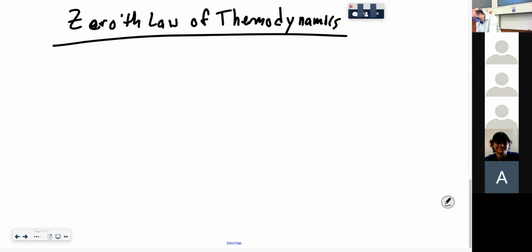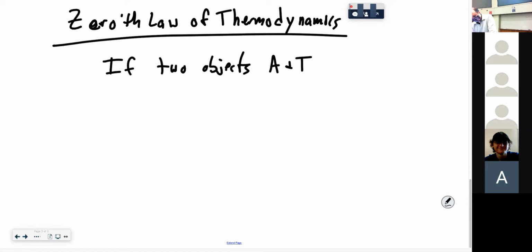Okay, so here's what the zeroth law of thermodynamics says. I'll write it down, I'll say it, and then we'll try to understand what it means. If two objects, any two objects, a cookie and a table, a person and a table, a person and a cookie, a mouth and a cookie, whatever, anything, A and T, I'll talk about why we're going to call them A and T in a second, are in thermal equilibrium.